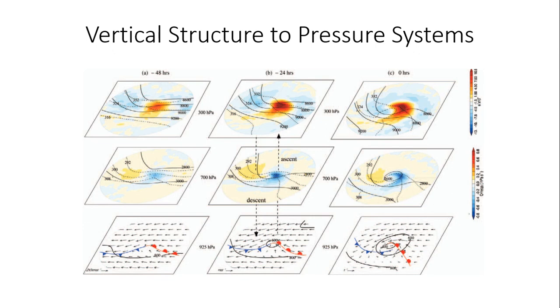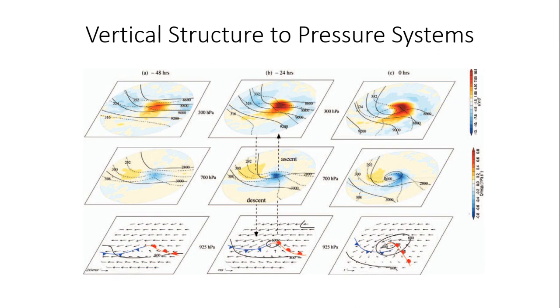I want you to pay attention to the fact that on the bottom of the graphic here, I'm showing surface pressure. I'm showing a surface low pressure area as well as a surface warm front and a cold front. The warm front is denoted by the red line with the semicircles on it, and the cold front is the blue line with the triangles.